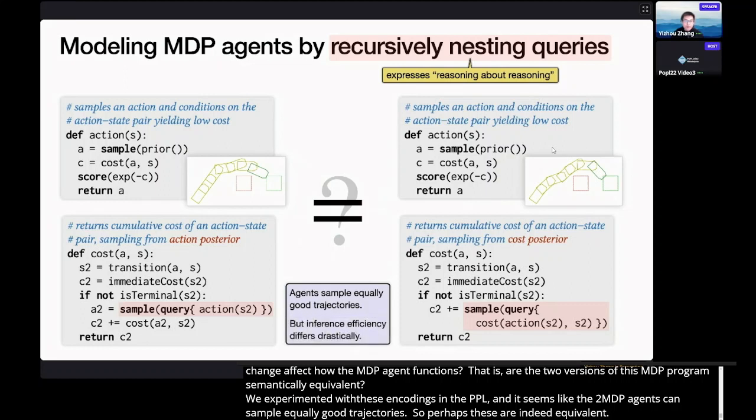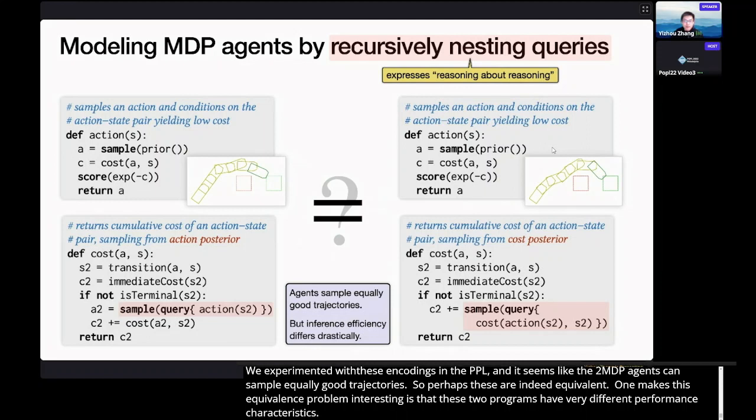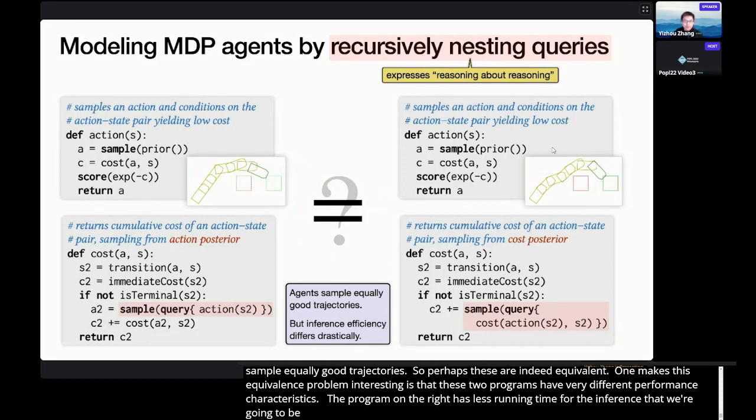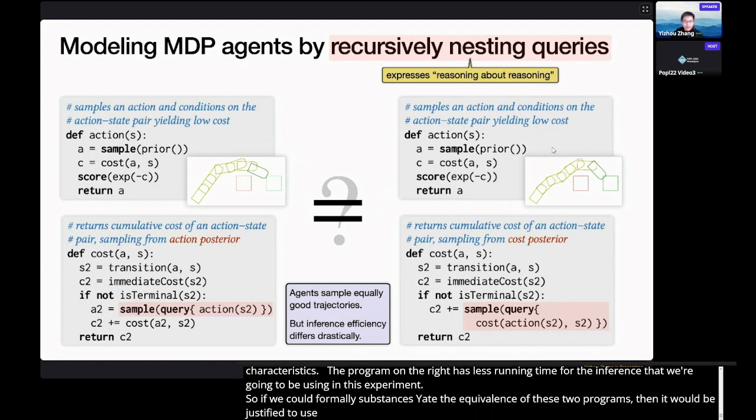What makes this equivalence problem interesting is that these two programs have very different performance characteristics. The program on the right led to exponentially less running time of inference for the inference algorithm used in this experiment. So if we could formally substantiate this equivalence of these two programs, then it would be justified to use one of them as a semantics-preserving optimization of the other.